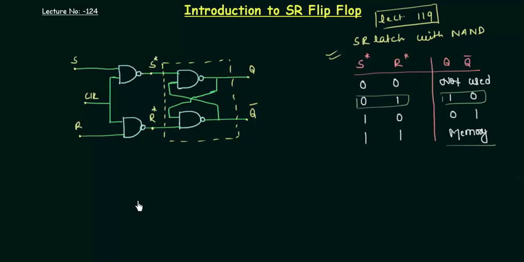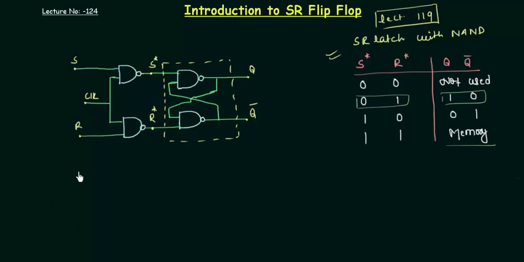You can see that I have modified this circuit by adding two NAND gates, and I gave a control input. This clock is basically a control input because we don't want our input to change accidentally. We only want the inputs to change when we want. For that purpose, I need to introduce the clock here.